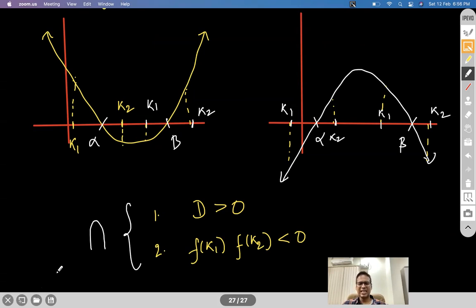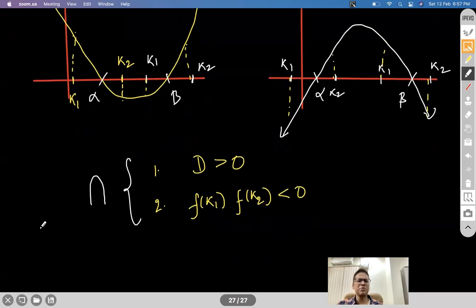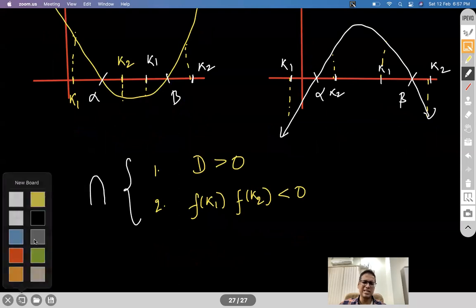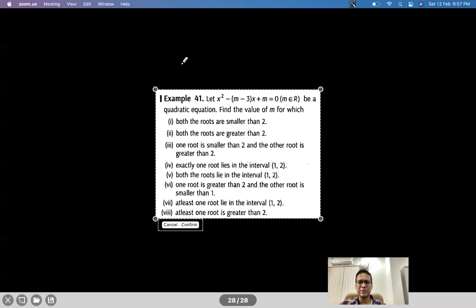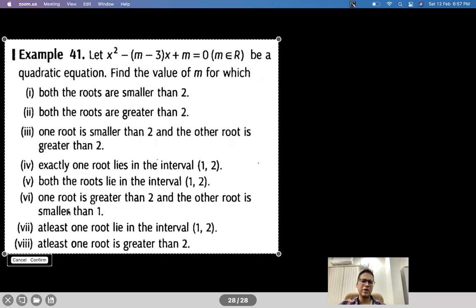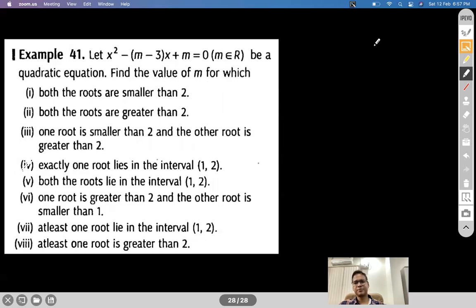Any questions? Guys, I'm not asking you to mug up these conditions. It will come automatically to you when you analyze the situation. There are six such situations, and we are right now on the fourth one. I don't think you'll be able to memorize these things, and don't try to do that if you cannot. Rather, analyze the situation as per the question given to you. Let's take the fourth question here. Exactly one root lies between the interval 1 comma 2.